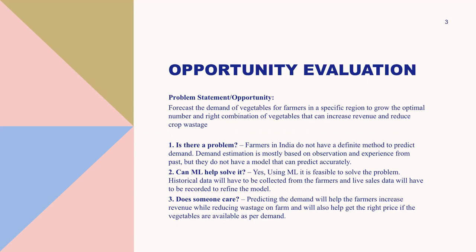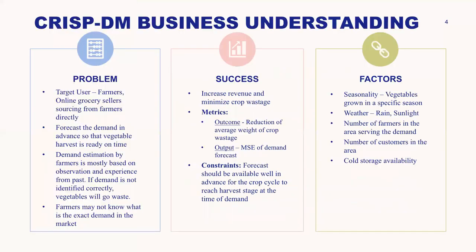Historical data will have to be collected from the farmers and live sales data will have to be recorded to refine the model. And this prediction of demand will help the farmers increase their revenue and reduce the wastage on farm. And these two things will eventually help them get the right price if the vegetables are available as per demand.